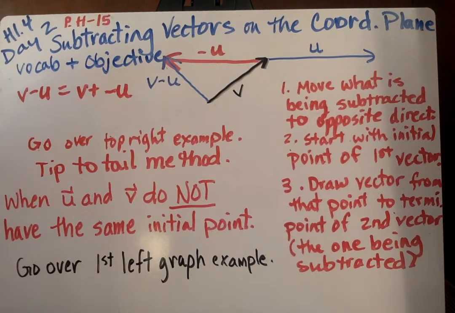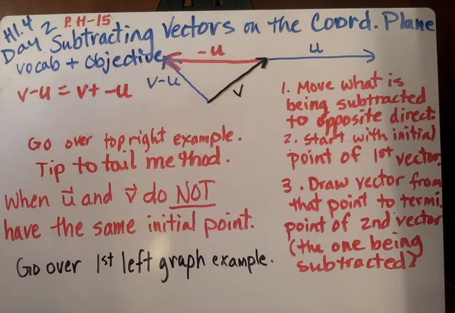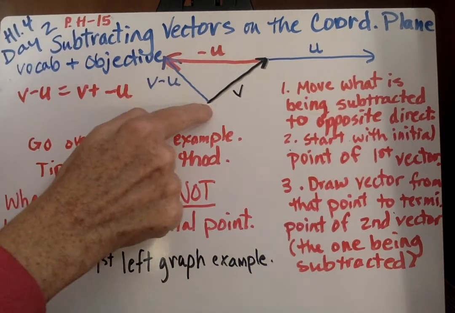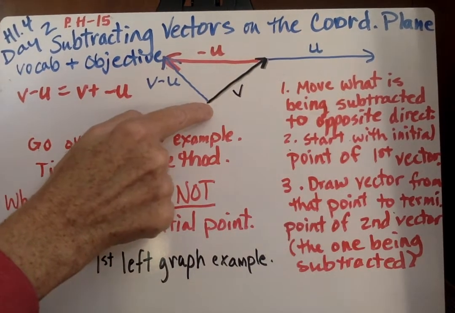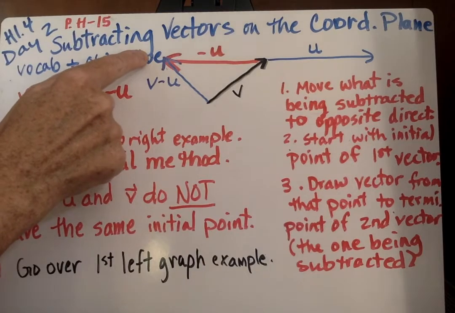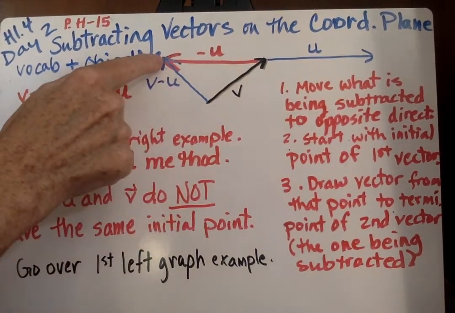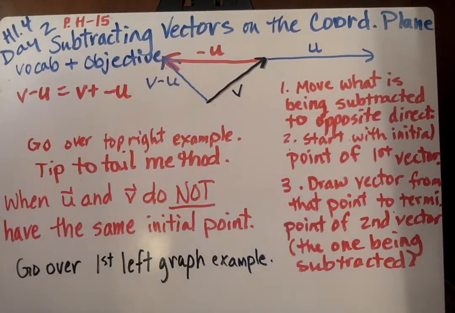So our steps over here on the right: one, move what is being subtracted to the opposite direction. So in other words, find the negative of the second vector. Two, start with the initial point of the first vector right here. Draw a vector from that point to the terminal point of the second vector that is being subtracted. So I go from here to the terminal point, and there you have V plus negative U.